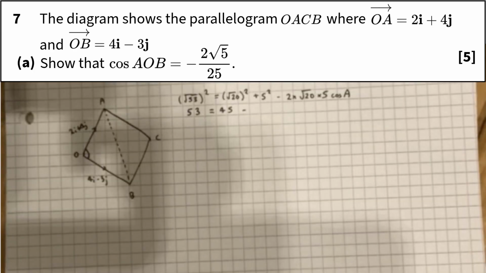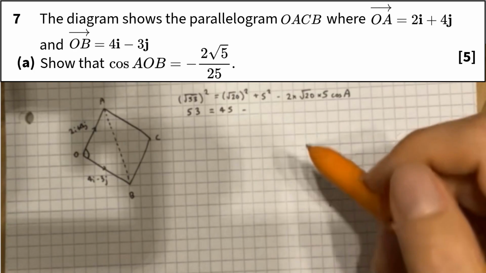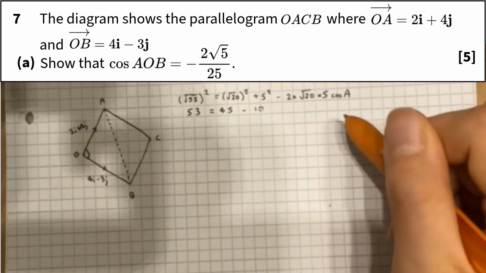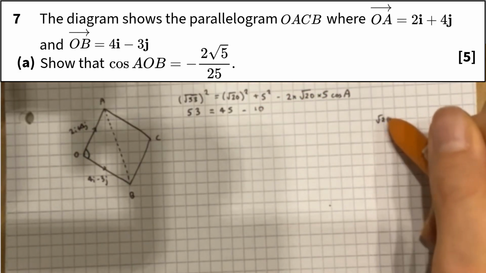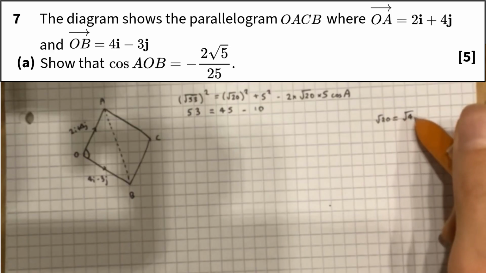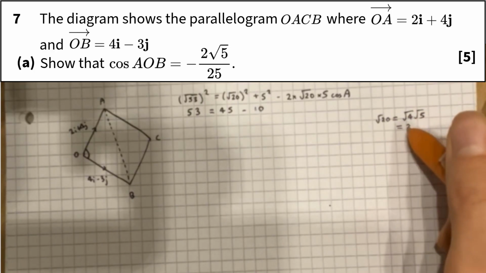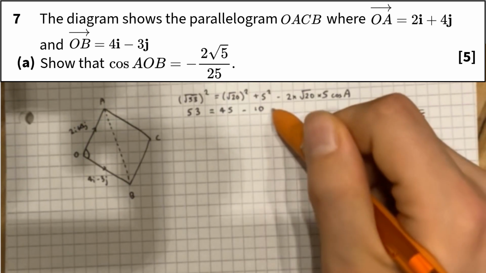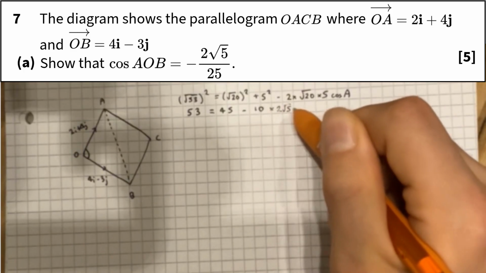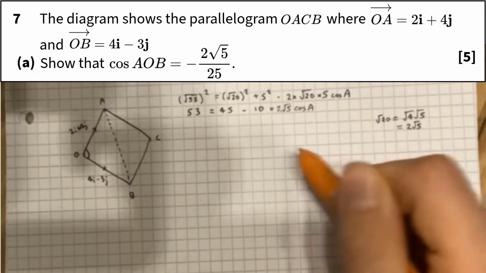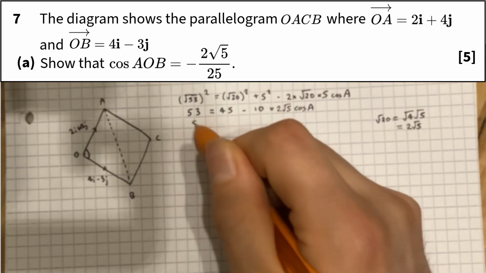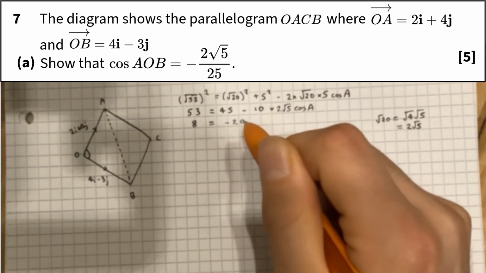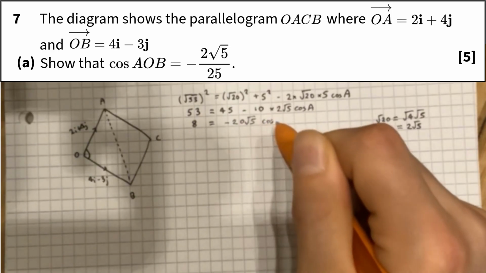Now, root 53 squared is 53, root 20 squared is 20, and 5 squared is 25. So altogether that gives 45. And then we're going to minus, well, 2 times 5 is 10, and root 20 I'm going to simplify into root 4 times root 5, and root 4 we know is 2. So all in all, this is 10 times 2 root 5 cos A. If we subtract 45 from both sides, we will get 8, and 10 times 2 gives 20. With the minus sign, minus 20 root 5 cos A.